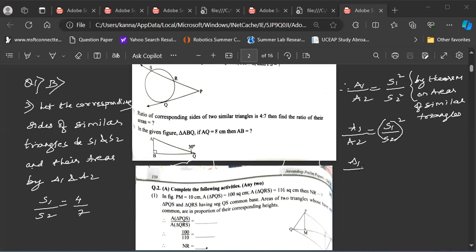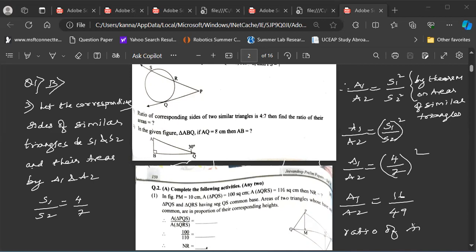So A1 upon A2 equals 4 upon 7, the whole square. So how much do you get? A1 upon A2 equals 16 upon 49. What is the question asked? They want the ratio of their areas. So the ratio of the areas is 16:49. Always try to write the answer the way they are asked in the question.